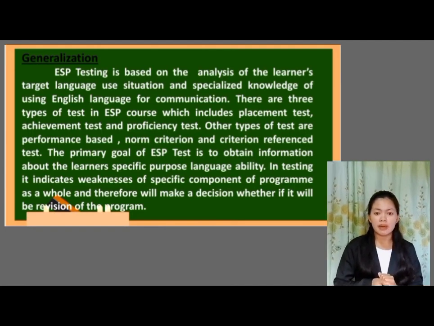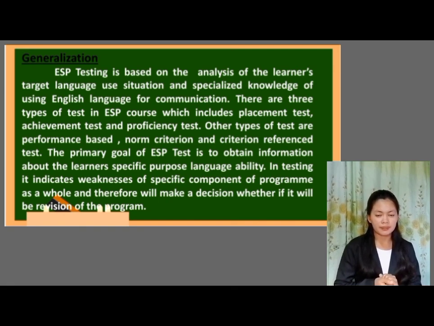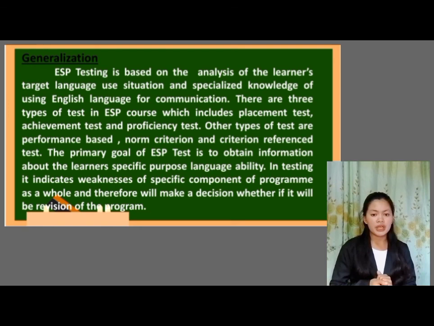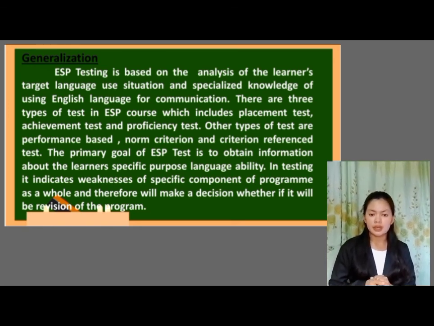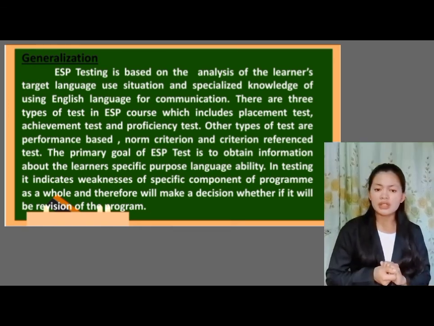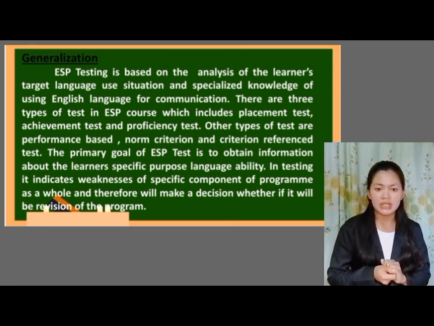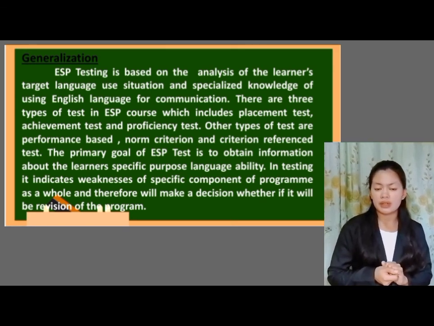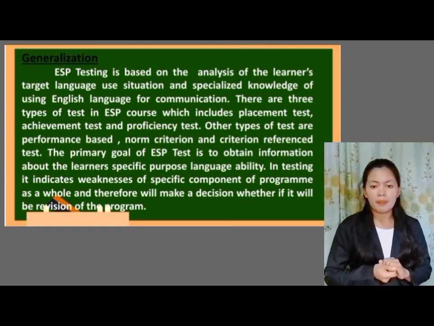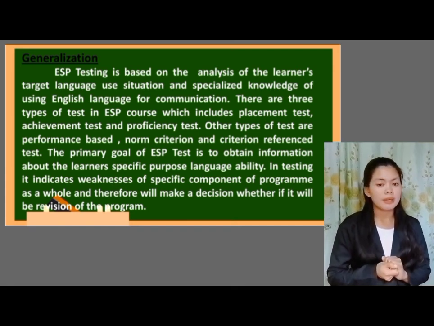ESP testing is based on the analysis of the learner's target language use situation and specialized knowledge of using the English language for communication. There are three types of tests in an ESP course: placement, achievement, and proficiency tests. Other types of tests are performance-based, norm-referenced, and criterion-referenced tests. The primary goal of ESP tests is to obtain information about the learner's specific purpose language ability.